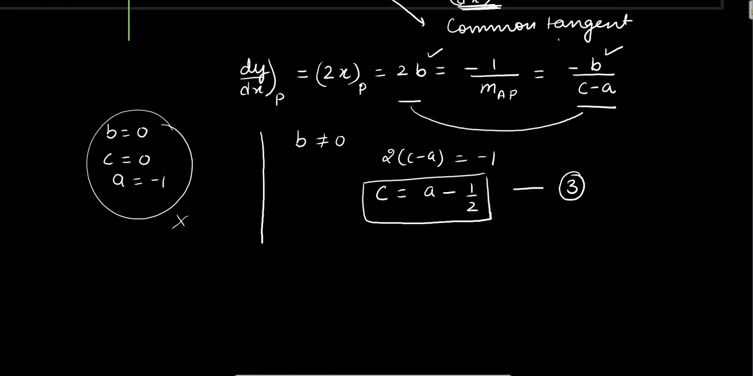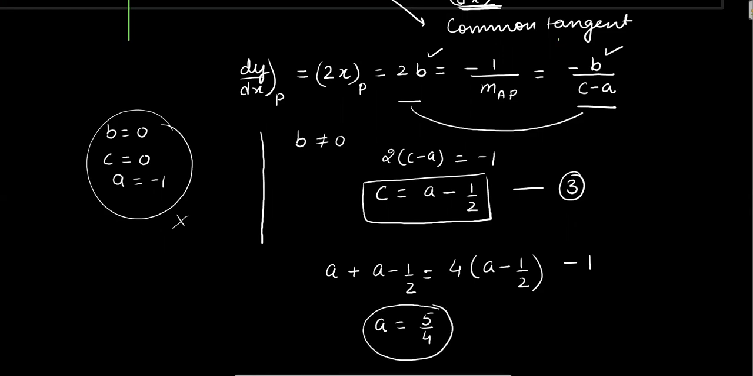So the equation will turn out to be A plus C on the left hand side, where C can be replaced with (A minus 1) by 2. On the right hand side, what do we have? We have 4B square minus 1. So B square I'm going to replace with C, and C I can replace with (A minus 1) by 2, and minus 1. When you solve this equation, the value of A turns out to be 5 by 4. It's a simple linear equation.